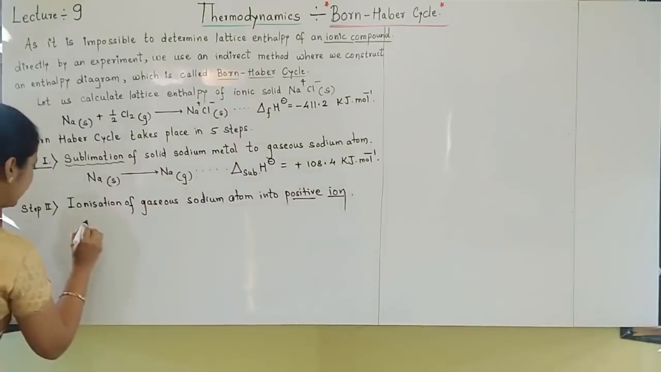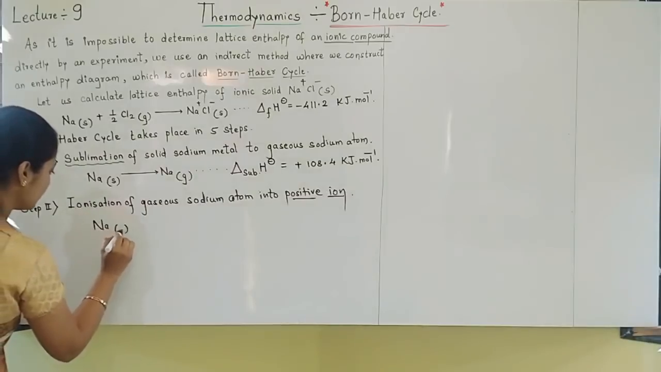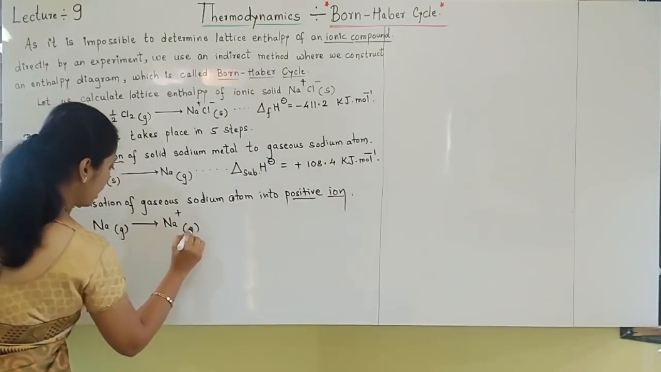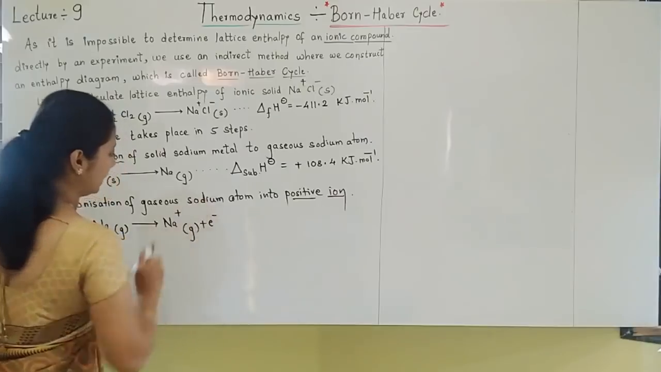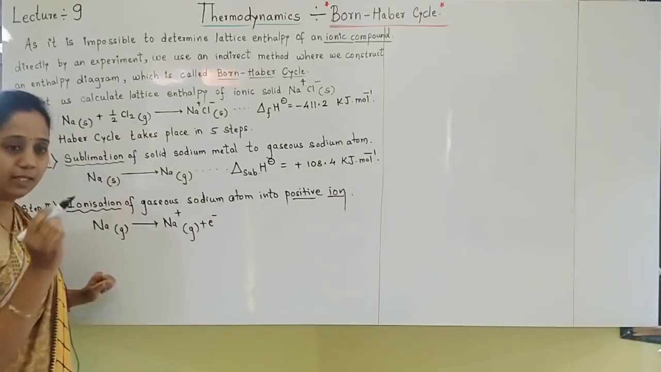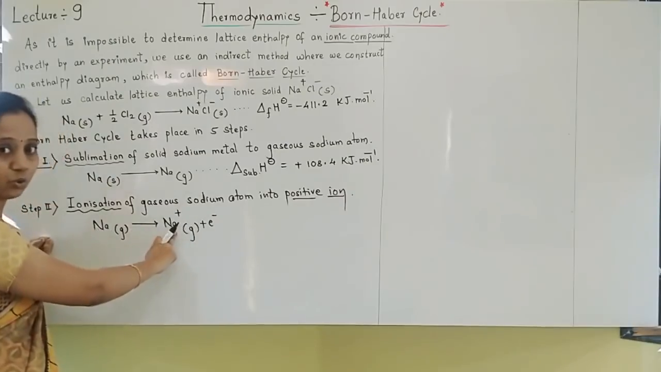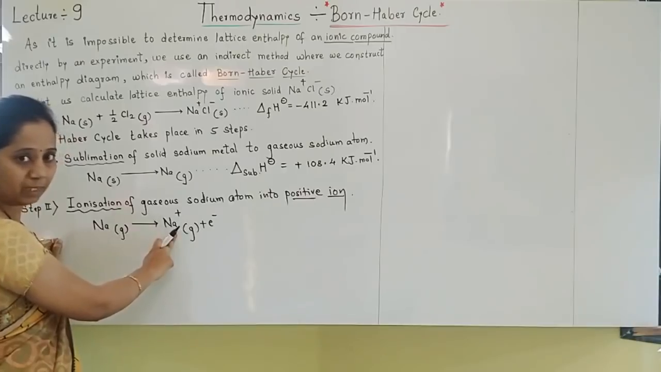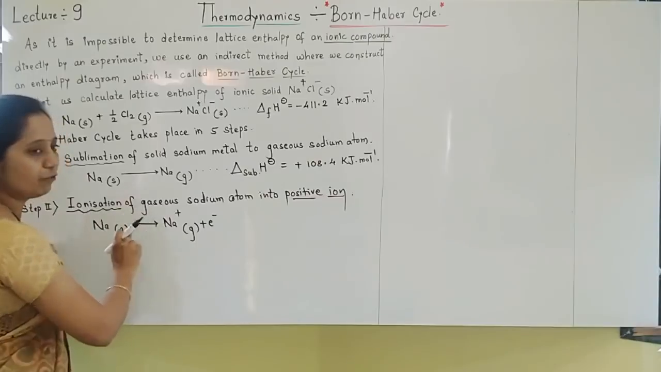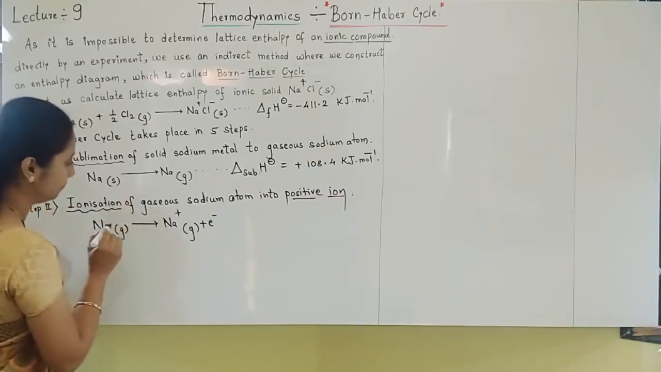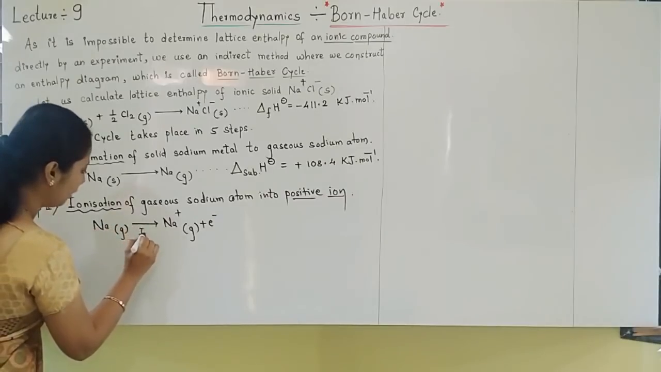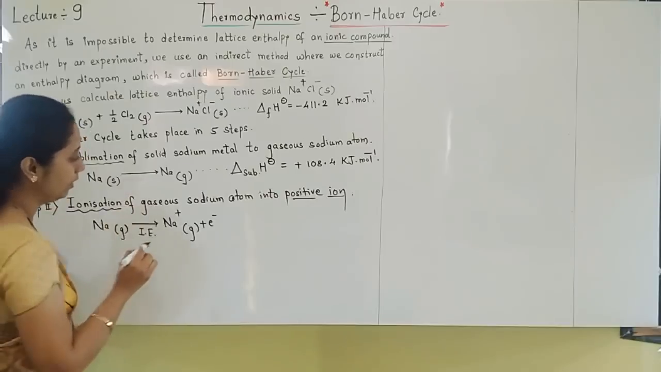How is it done? See here, students. Sodium is gas. It is converted into a positively charged ion when it loses one electron. This process is called ionization. Why? An atom is converted into an ion. As an ion is forming, the process is called ionization. The enthalpy involved is ionization enthalpy. Here I will write, the enthalpy involved is ionization enthalpy.